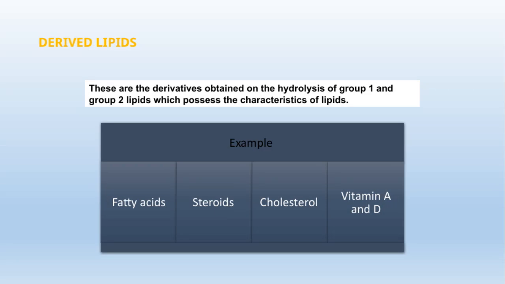Now, let's talk about derived lipids. These are the products we get when we hydrolyze group 1 and group 2 lipids. Essentially, these derivatives still maintain the key characteristics of lipids, even after breaking down the original molecules. It's important to understand that through hydrolysis, we can analyze and identify the building blocks of lipids, which helps us better understand their functions and roles in biological systems. So, in essence, derived lipids give us valuable insights into the structure and behavior of lipids, connecting directly to the overall theme of lipid metabolism and function.